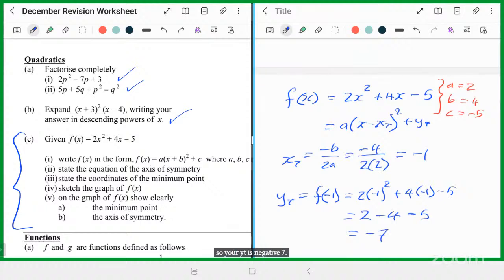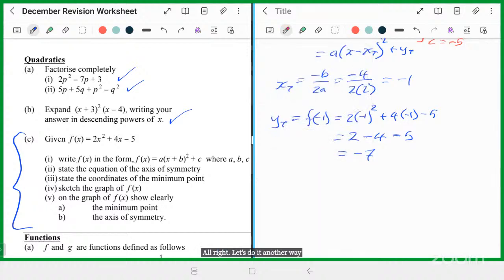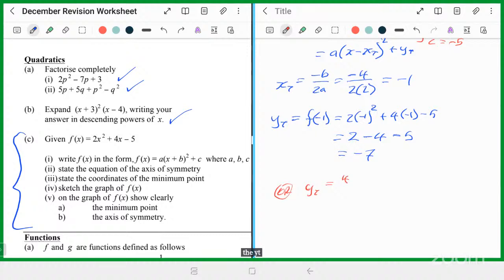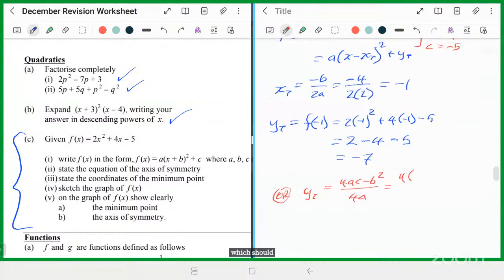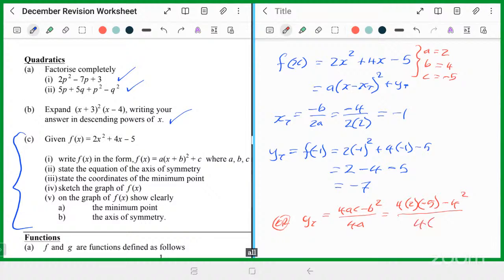I'm going to do it the formula way just to show that you're going to get the same answer. We're going to find the yt using the formula 4ac minus b squared, divided by 4a. That will be 4 times a, the a is this 2 up here, times c, which is negative 5, minus the b, which is 4, so subtracting 4 squared, all over 4a. The a is this 2.